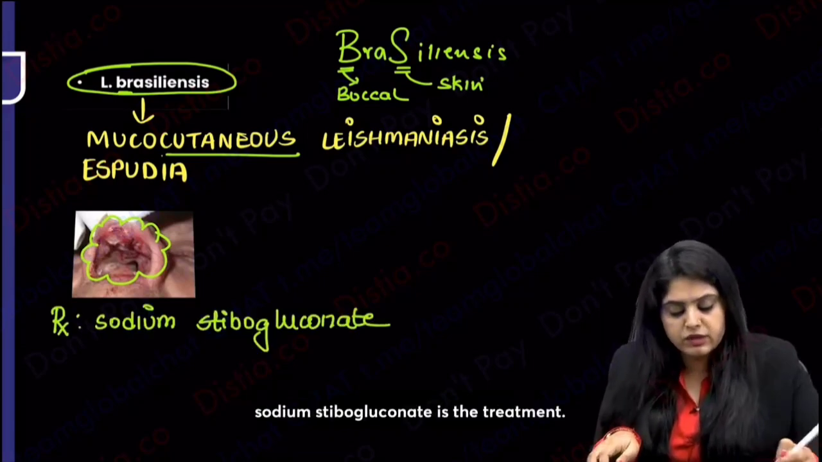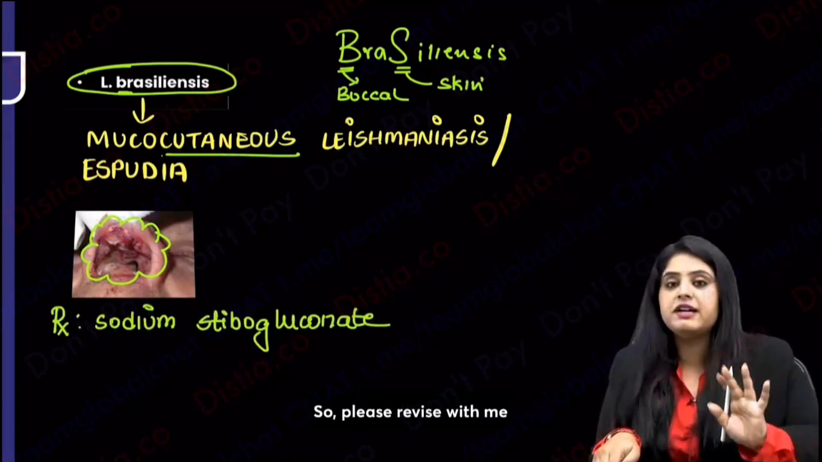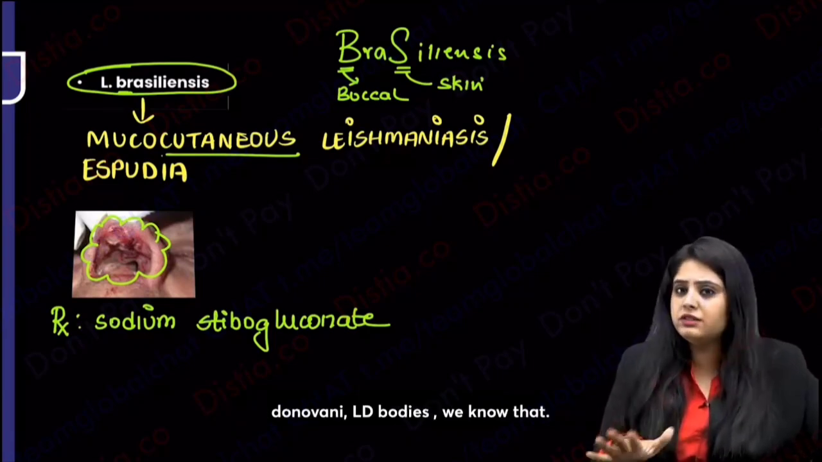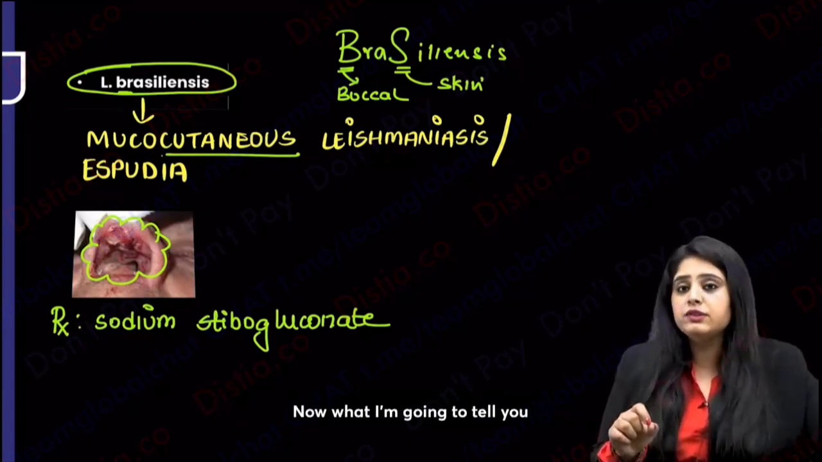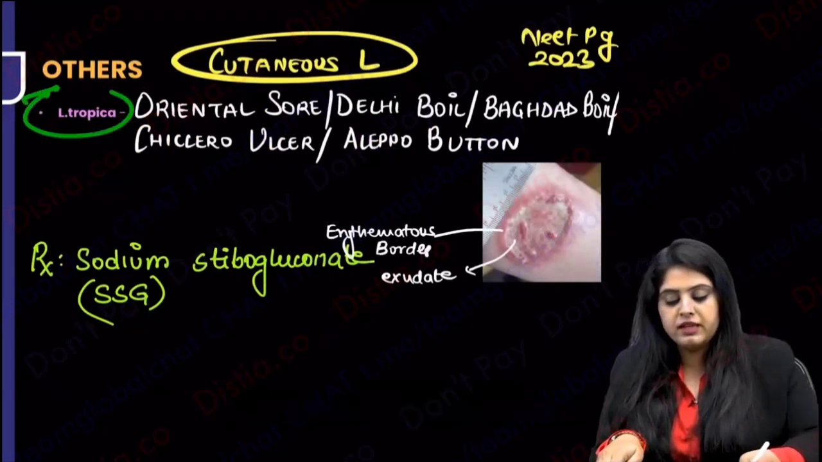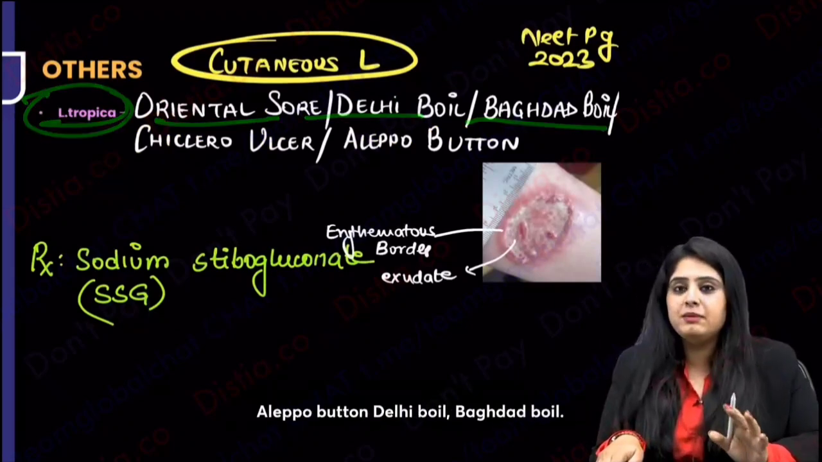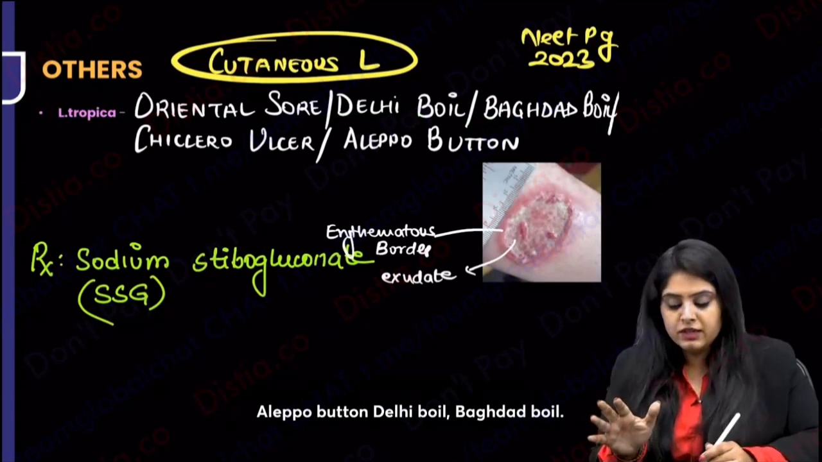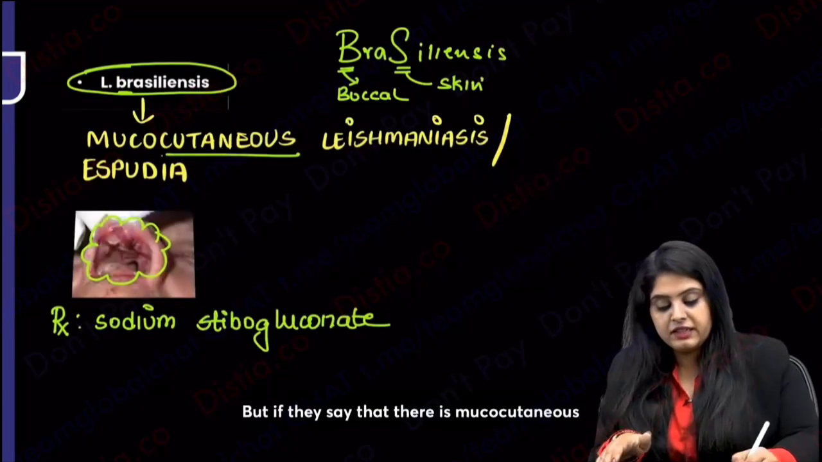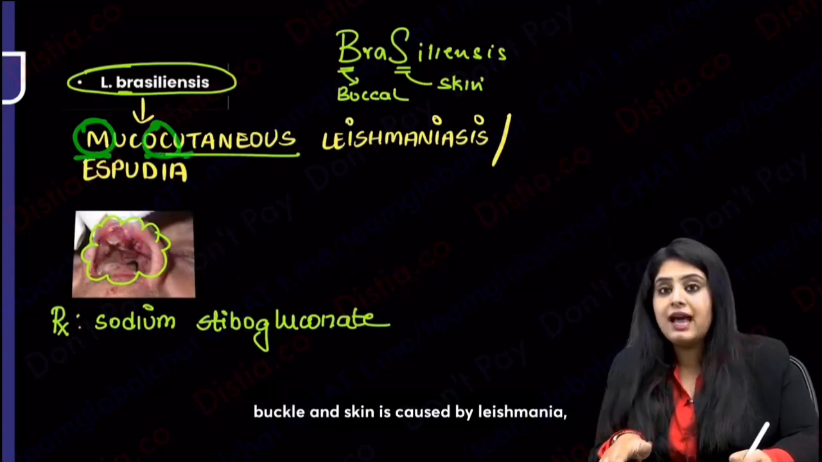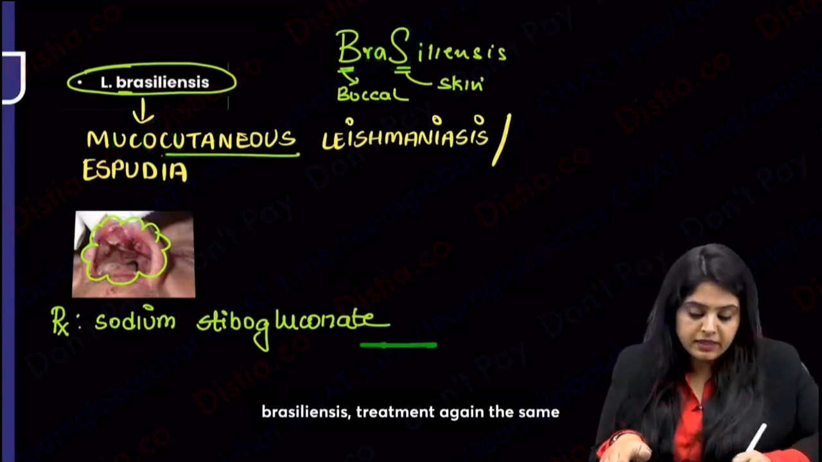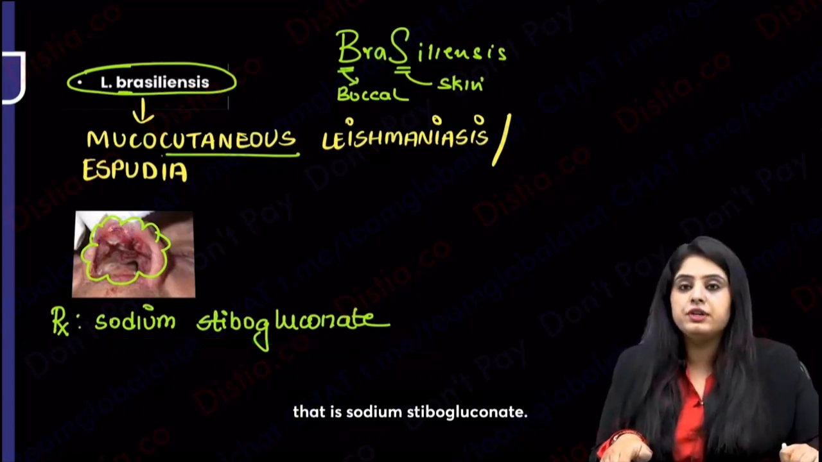Treatment is the same for this too, sodium stibogluconate is the treatment. So please revise with me. What all you studied for Kala-Azar was Leishmania donovani, LD bodies. We know that. Now what I'm going to tell you is going to be the cutaneous ones. If they ask only cutaneous, that tropical thing, oriental as per places, Aleppo button, Delhi boil, Baghdad boil. So that is only cutaneous. Treatment sodium stibogluconate. But if they say that there is mucocutaneous, buccal and skin, it is caused by Leishmania Braziliensis. Treatment again the same, that is sodium stibogluconate.